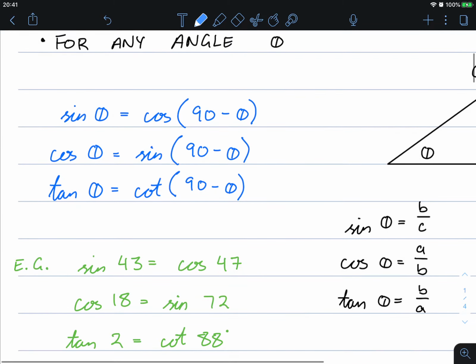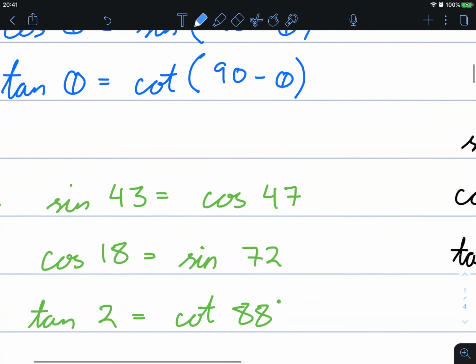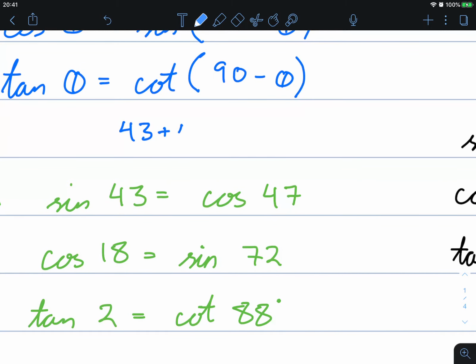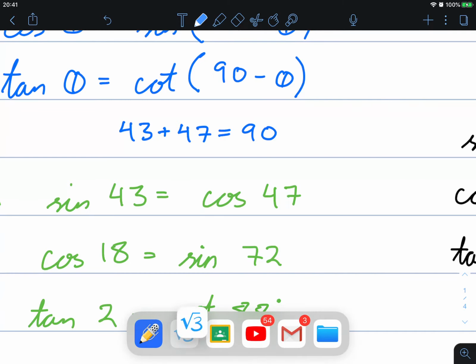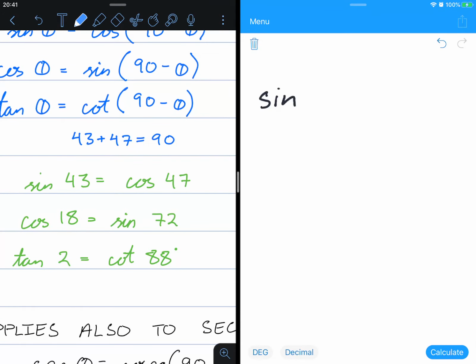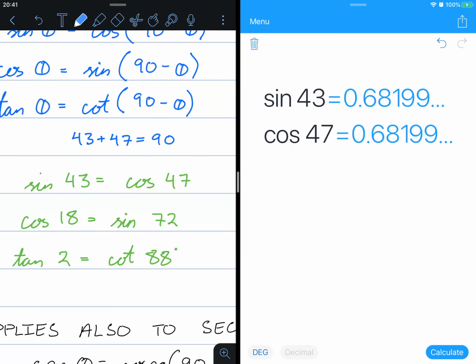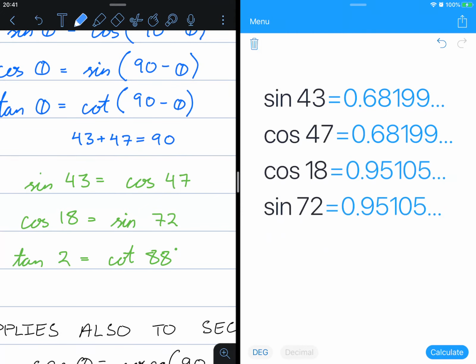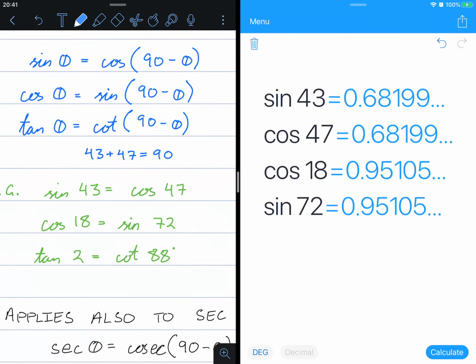If we do this in terms of actual numbers, let's take a look at these two values. 43 plus 47 are complementary angles because they add to 90. Now if we take the sine of one of the values, so let's say sine 43 and cosine of 47, it will equal the same value. Same thing if we do cos 18 and sine 72. There we go, and so on.